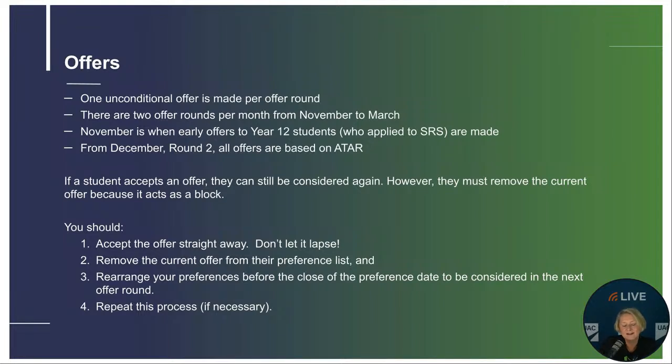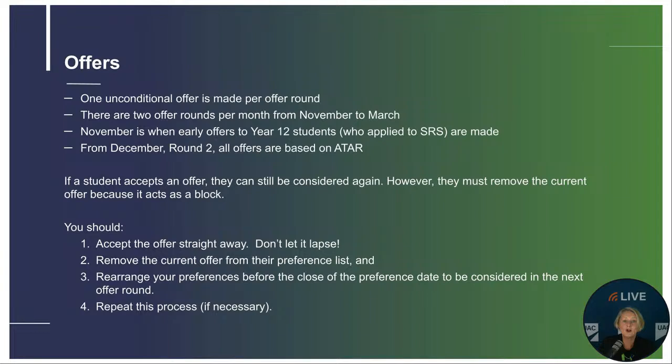It's not the only advantage of applying through UAC. With UAC, of course, we have many different offer rounds. If you're applying direct for the early entry schemes, usually there's only one or two offer rounds. With UAC, as I said, we have 2 offer rounds per month. We have 3 offer rounds for the school's recommendation scheme. And then after that, we have quite a number. I think it's about another 7 or 8 offer rounds where it's based on ATAR.